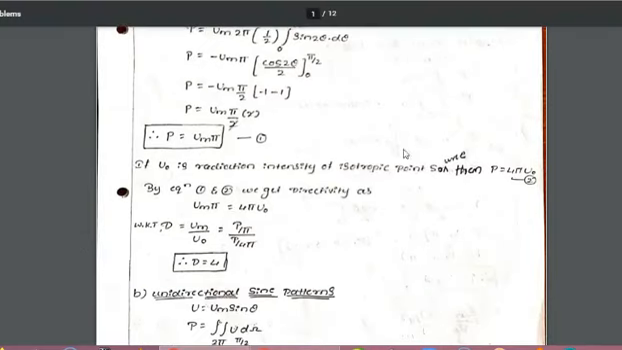Now u naught is nothing but your radiation intensity of an isotropic point source. You know the value for an isotropic point source, right? An isotropic point source means it is going to generate radiation in all the directions. So what about the power at this particular point? P is equal to 4 pi u naught. This is the standard equation.